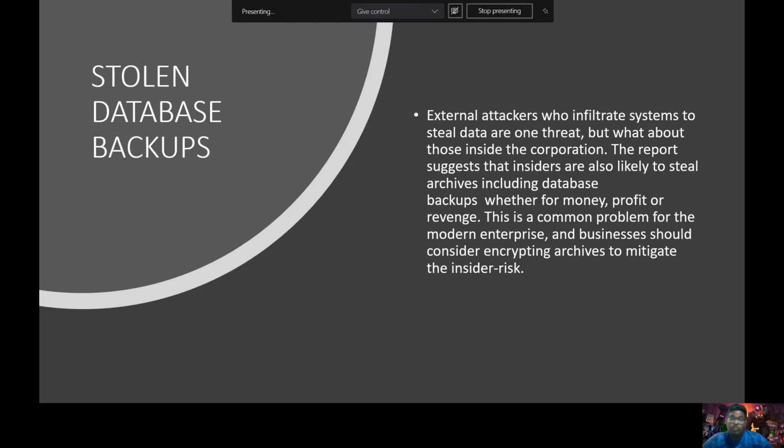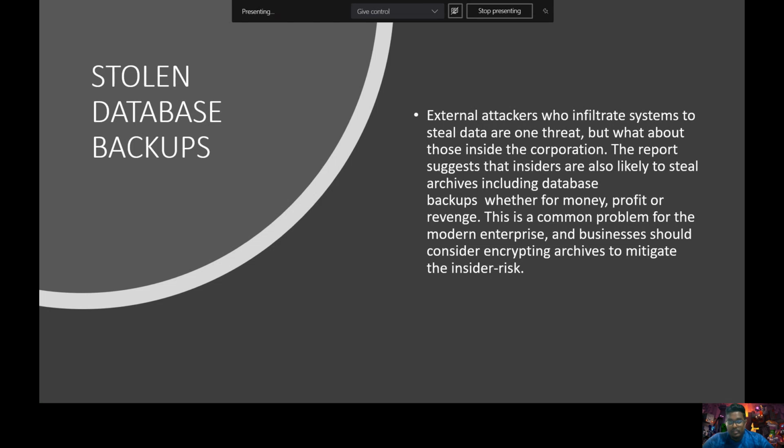Not only external attackers, but people who are internal also have chances to steal this database. Maybe they take the data and sell it to another company. Why? Maybe they don't like the company they're in, so they try to sell the data of the company to another company to maybe overcome certain problems of theirs.